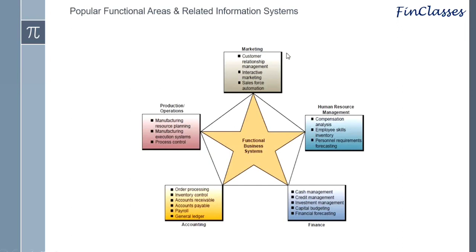Under marketing there are a few more functional information systems that will help the marketing department or marketing function. So what are they? One is customer relationship management, and the others are interactive marketing, Salesforce automation and all these things. These three are self-explanatory and we can study them in the next classes.